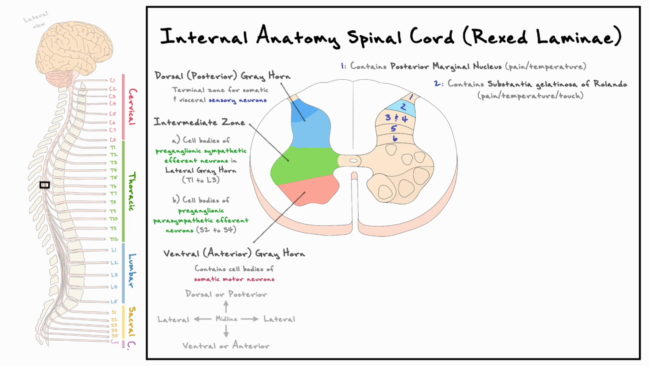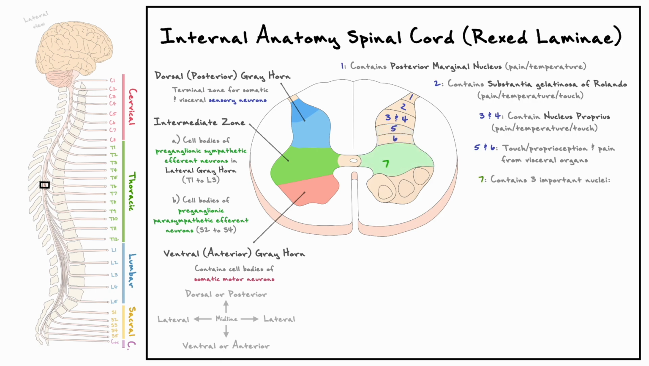Lamina 3 and 4 can be grouped together as they share the nucleus proprius. This nucleus receives information about pain, temperature, and touch. Lamina 5 and 6 can also be grouped together as they are less precise in their function, but together they allow for processing of touch, proprioception, and pain from visceral organs. You can see more clearly now why the dorsal horn is divided in two different shades of blue.